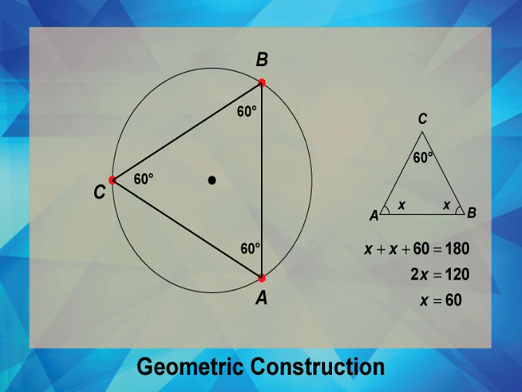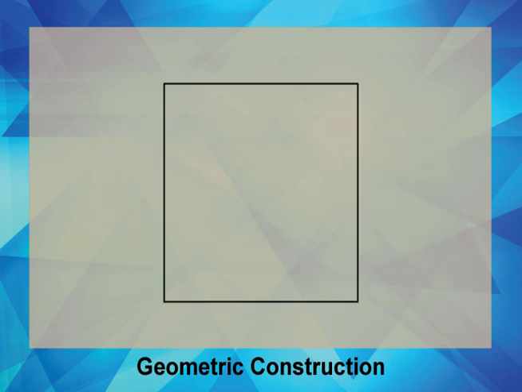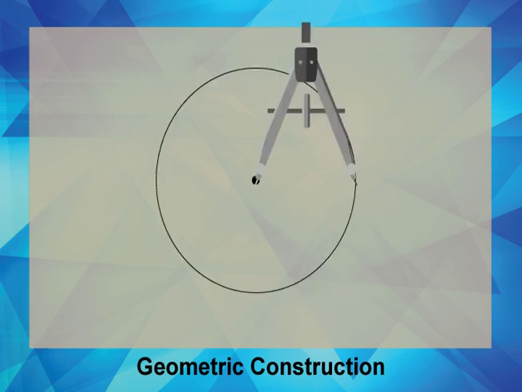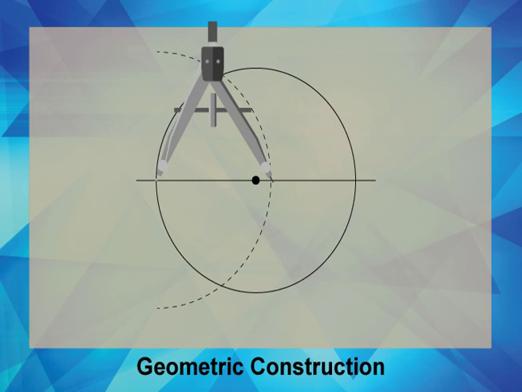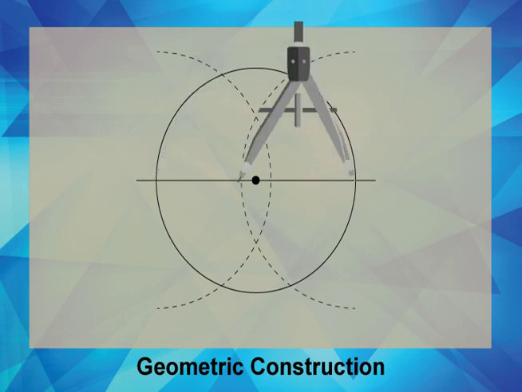Now let's look at constructing a regular quadrilateral, also known as a square. This will be much more straightforward than the triangle. Start with a circle. Next, draw a line that passes through the center of the circle. Use the compass to construct an arc as shown. Make sure the compass is set wider than the radius. Repeat with another arc on the other side of the circle. Make sure your construction looks like this.